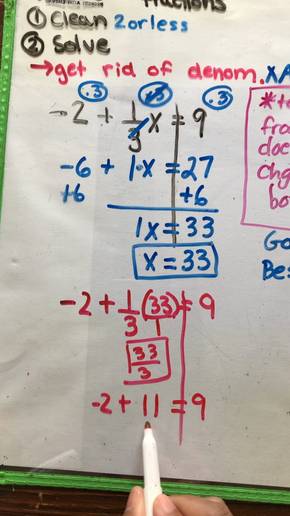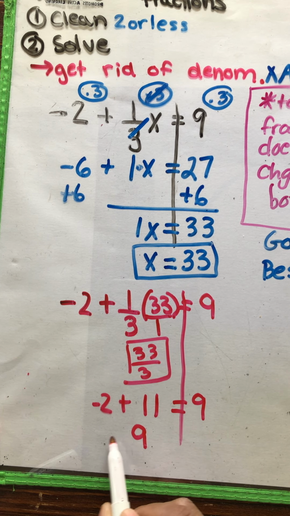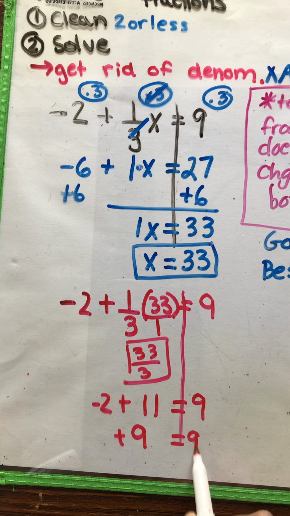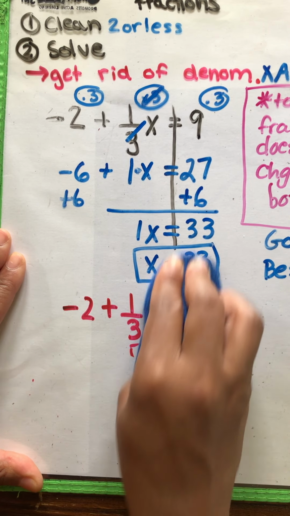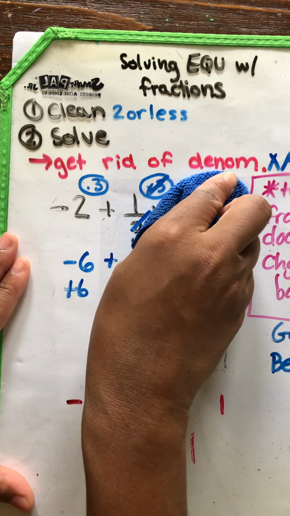11 and -2, same signs, add and keep. They're different signs, so I'm subtracting, taking the sign of the higher. Yep, 9 equals 9. So we're gonna do a couple more of these fraction ones just so that you get used to the step of getting rid of the fraction.